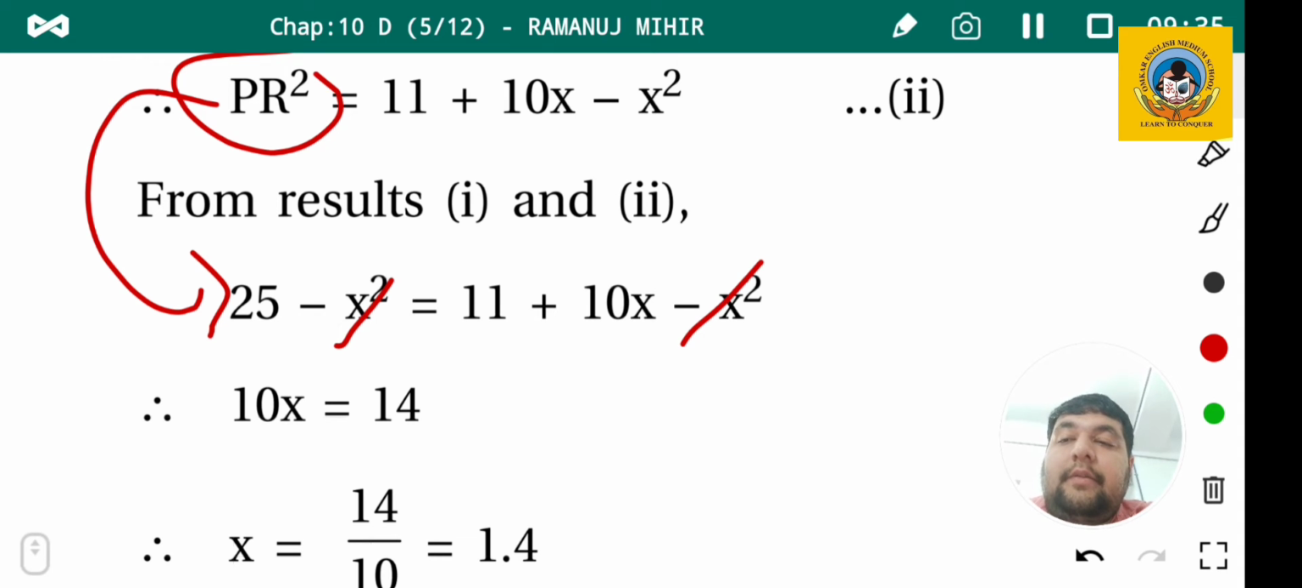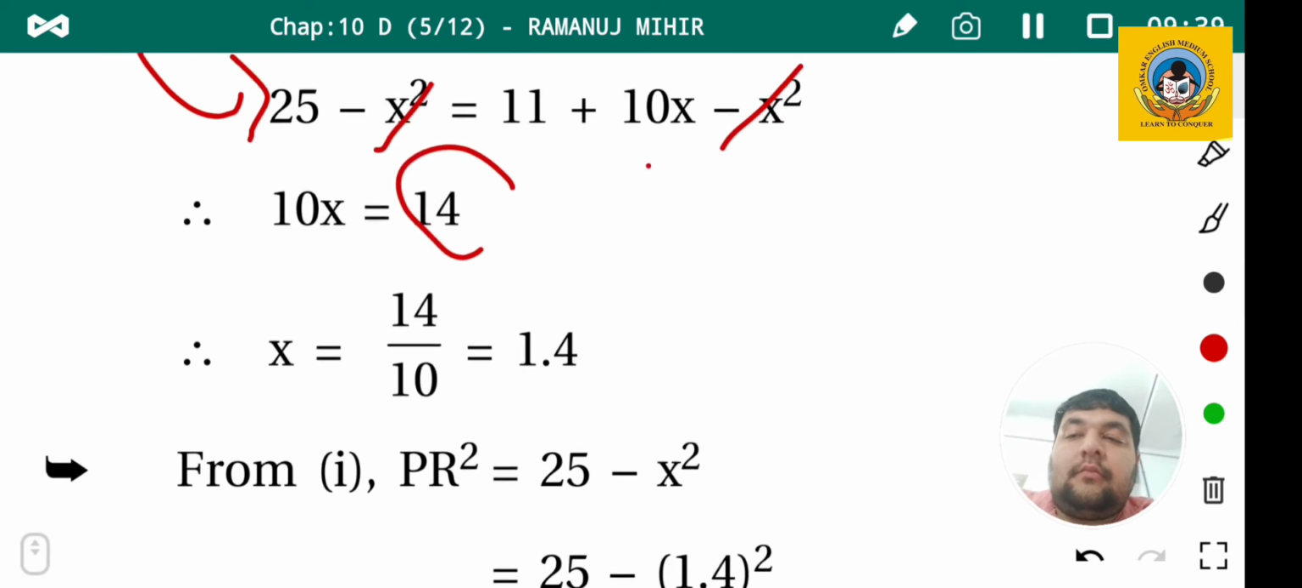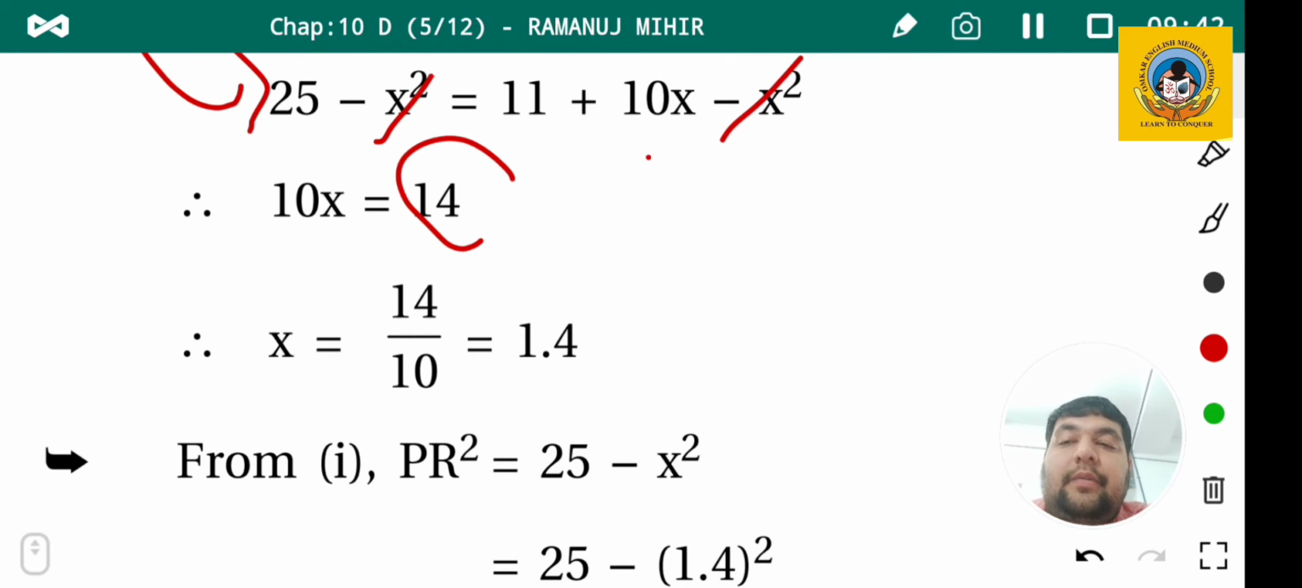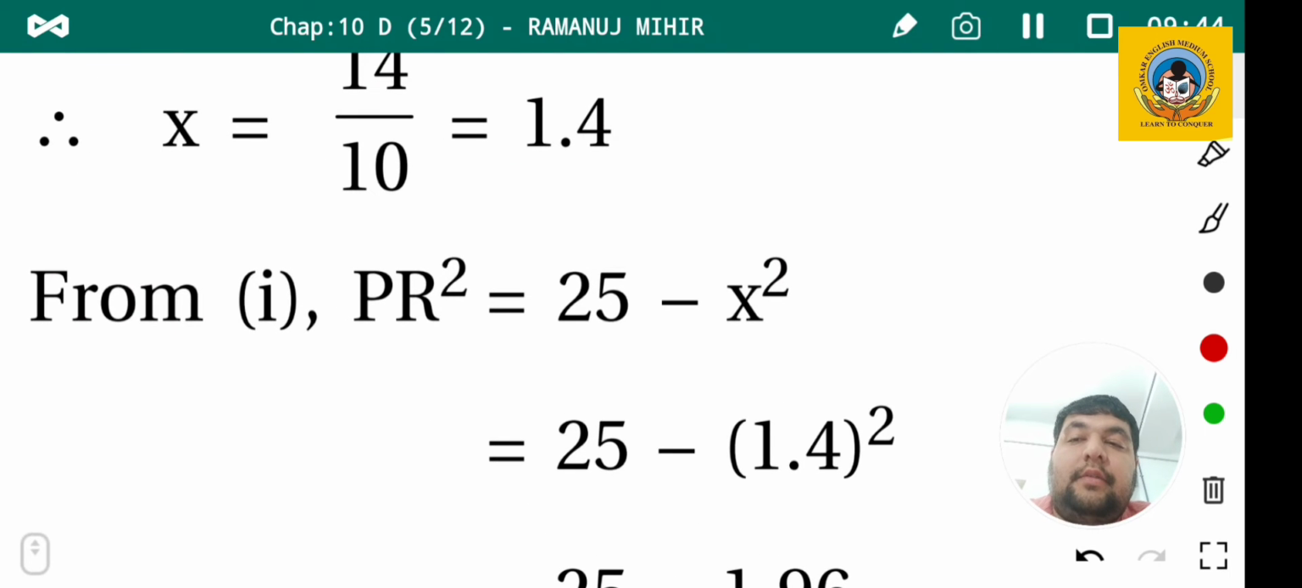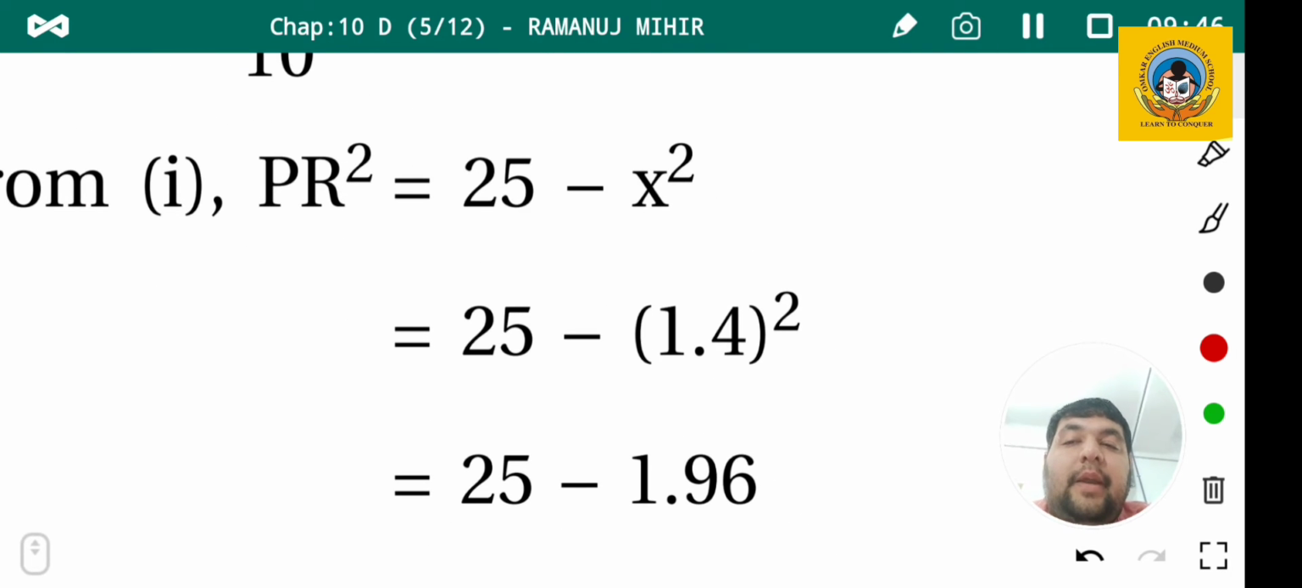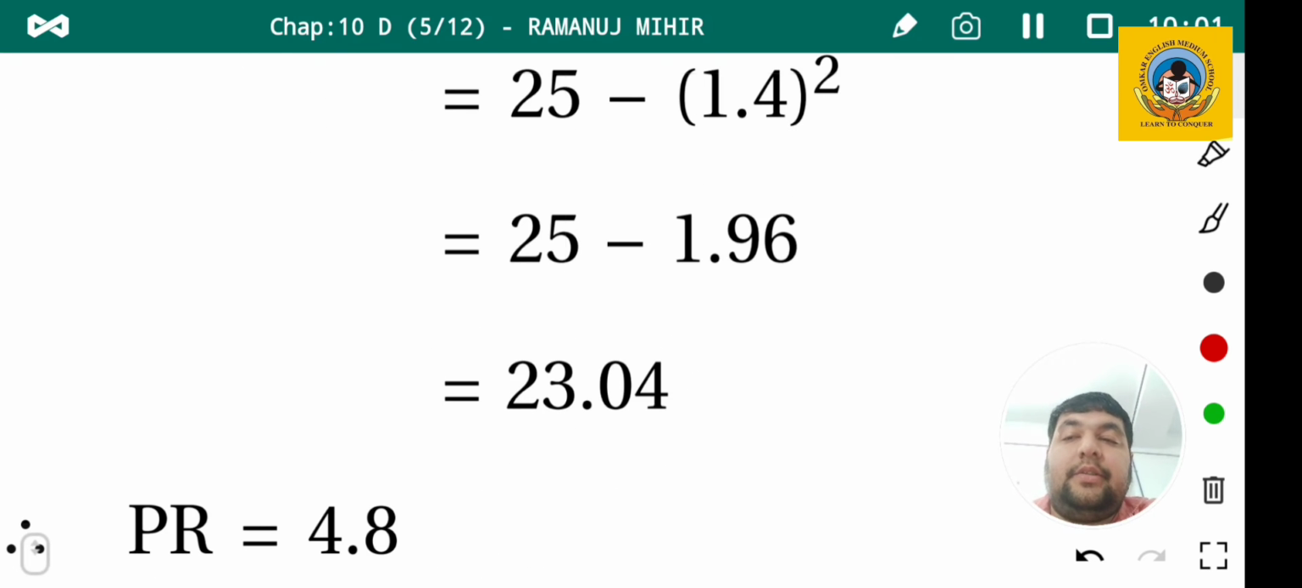25 minus 11 will be 14, and 10x as it is. So x is equal to 1.4. So PR square is equal to 25 minus x square, that is 1.4 square, that is 1.96. 14 square is 196, but here we have 1.4, so we will write 1.96, and that is 23.04.